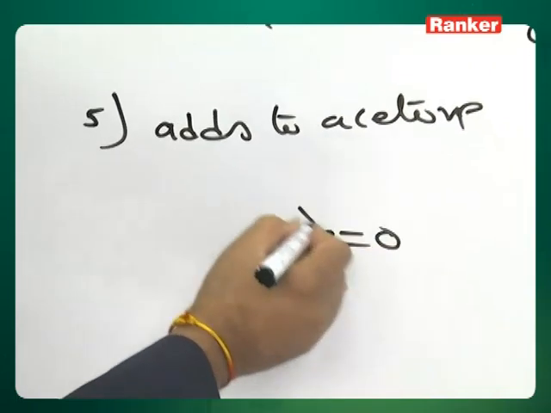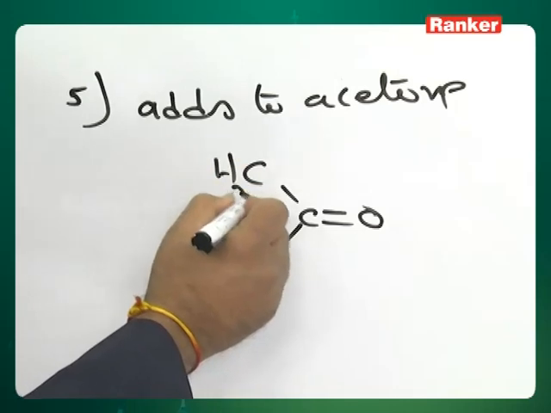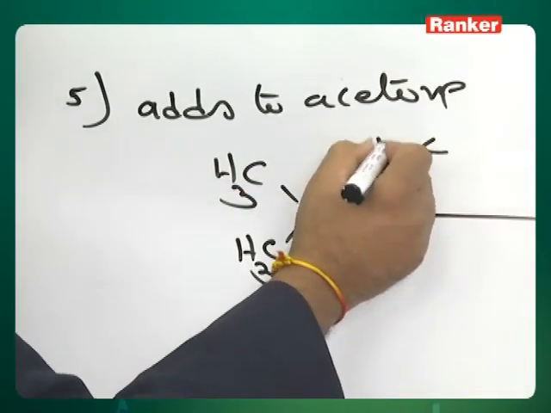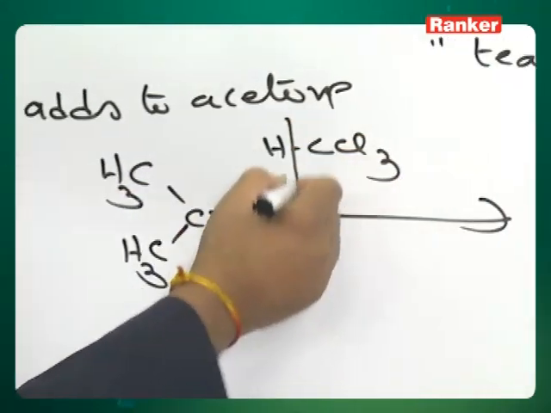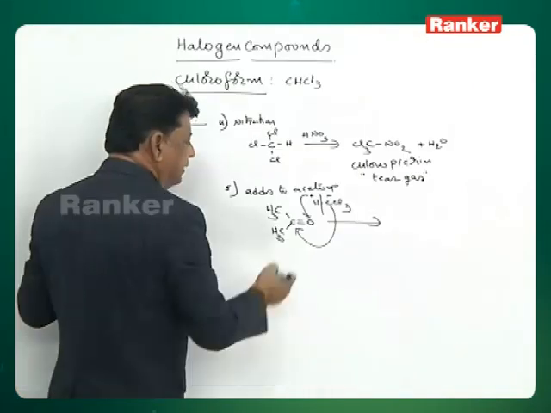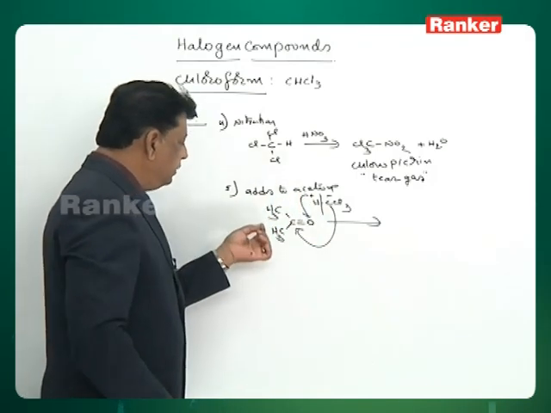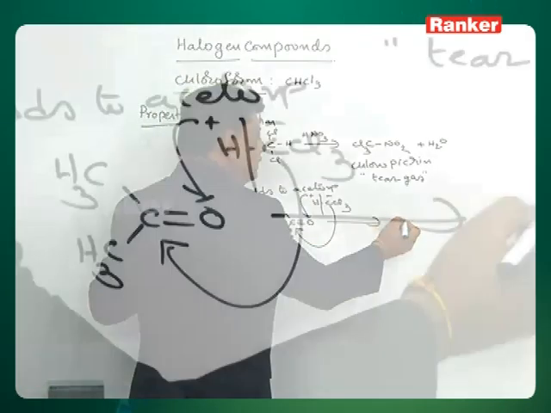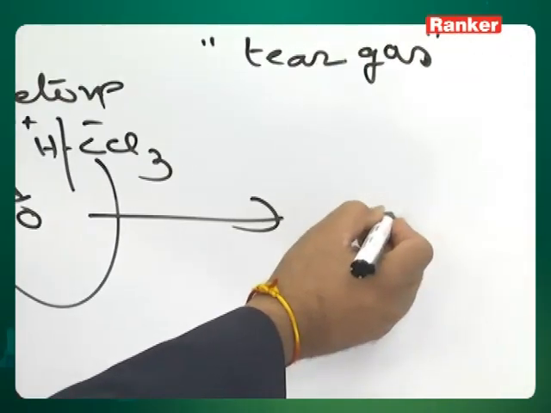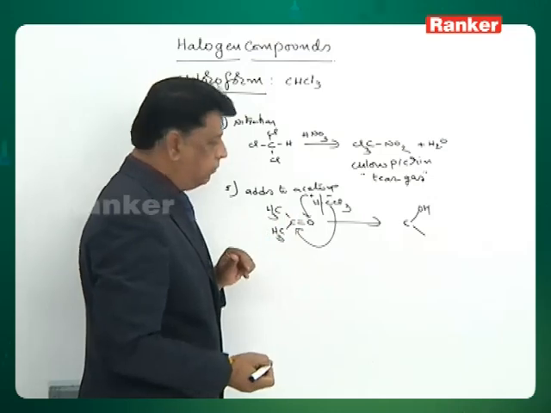On the acetone, the chloroform splits up into plus and minus. CCl3 is minus, H is plus; the plus adds here, the minus adds here. It is a nucleophilic addition reaction. Chloroform is being added on the acetone. Acetone does not have any anesthetic property, but chloroform has anesthetic property.